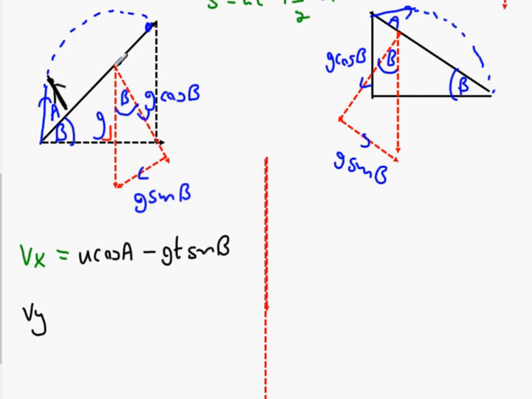Now vy is the component that's going upwards. Is there any part of the acceleration that's going directly downwards? g cos b going directly downwards. Okay, so therefore what we're looking at is u sin a minus gt cos b. Now, what's the difference between going down a hill and up a hill?